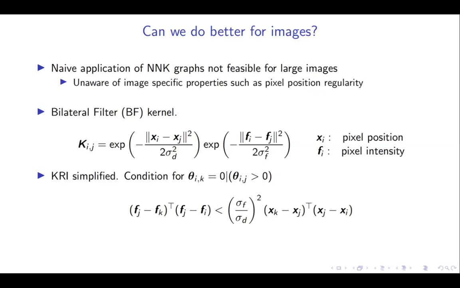Due to the regularity of pixel position in images, the term on the right of the equation is independent of the image and can be pre-computed. We will use this condition with positive thresholds, the reason for which will be explained as part of the algorithm, to prune pixels in the window, thereby reducing the complexity associated with applying NNK for constructing graphs in images.